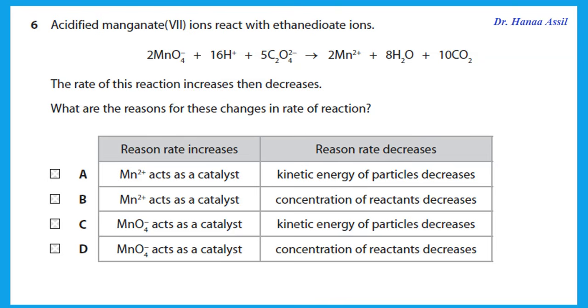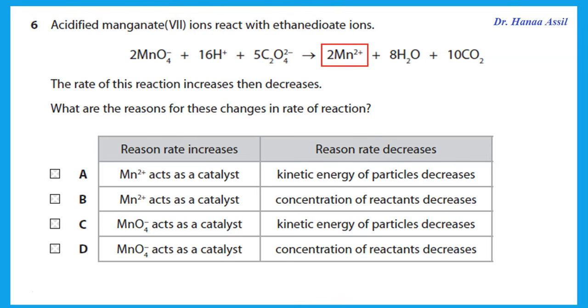Acidified manganate ions react with ethane dioate ions, and this is the equation. The rate of the reaction increases at the beginning and then decreases. What are the reasons for these changes in rate of reaction? Remember that this reaction forms manganese 2+. And in this kind of reaction, since the rate increases as it forms the manganese 2+, that means the manganese 2+ acts as a catalyst.